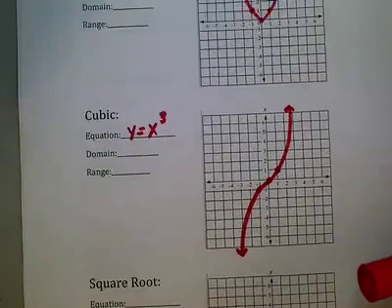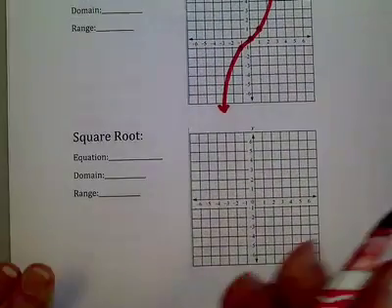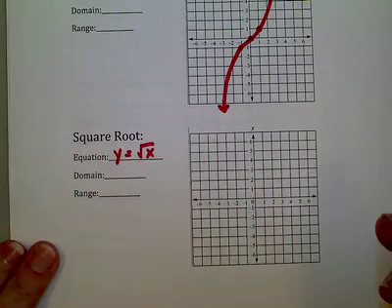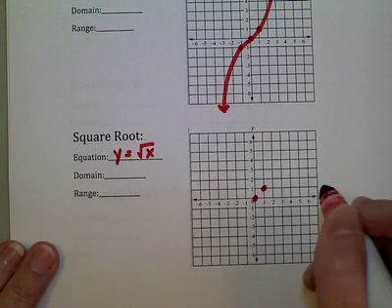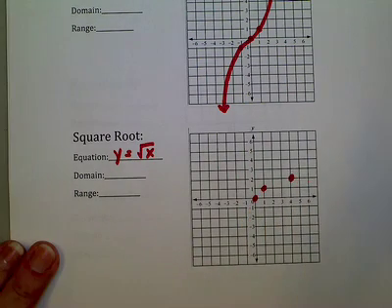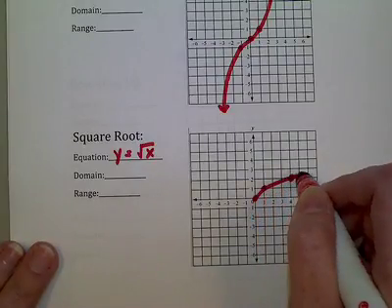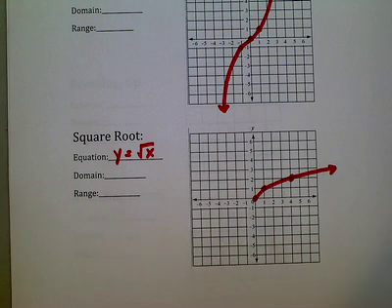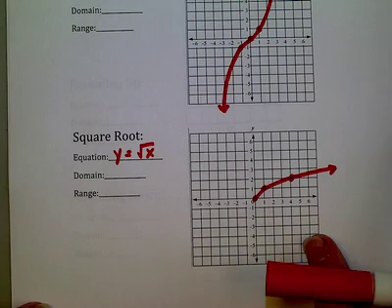Alright, the next one is the square root graph. Its equation looks like y equals square root of x. This graph has three important points: (0, 0), (1, 1), and (4, 2). And we would connect those points by just doing a slight curved line headed upwards. It doesn't increase very quickly, it increases very slowly, just like that. Alright, let's flip it over.